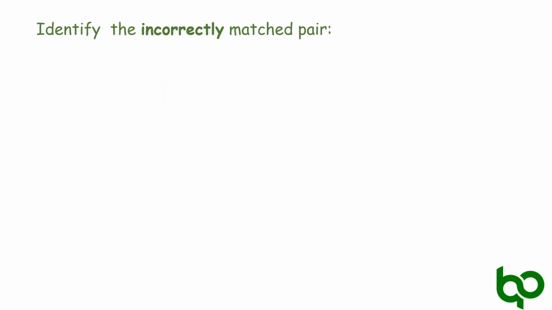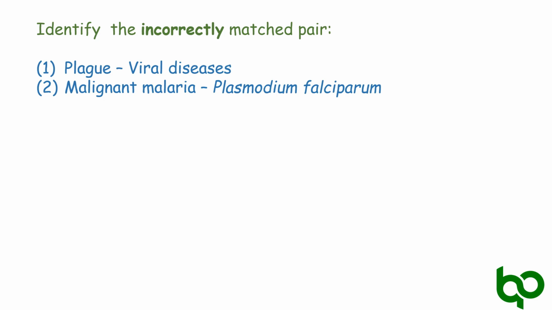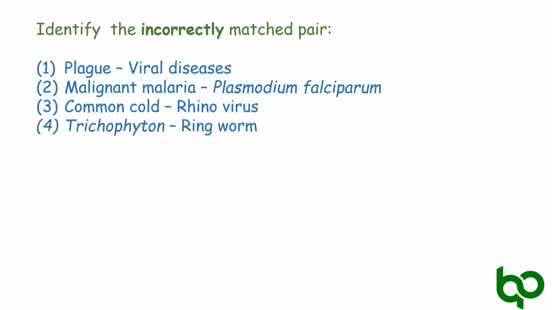Now the question is, identify the incorrectly matched pair: plague, viral disease; malignant malaria, Plasmodium falciparum; common cold, rhinovirus; Trichophyton, ringworm. The correct answer will be plague, viral disease, because plague is a bacterial disease caused by Yersinia pestis.